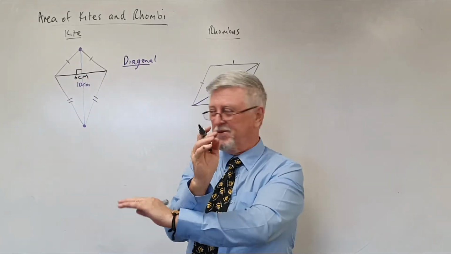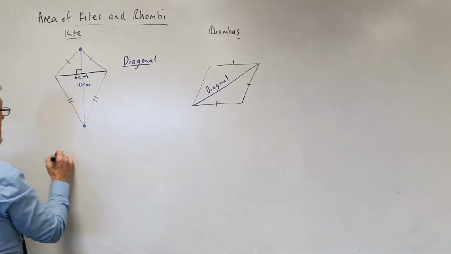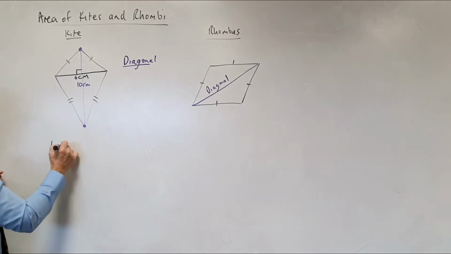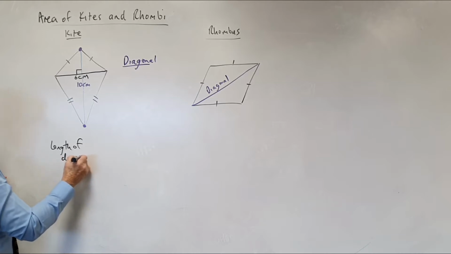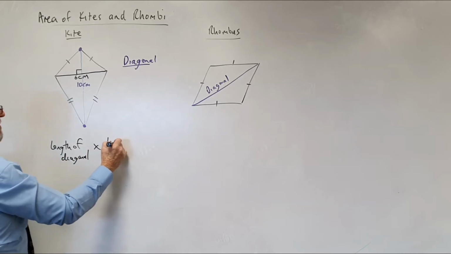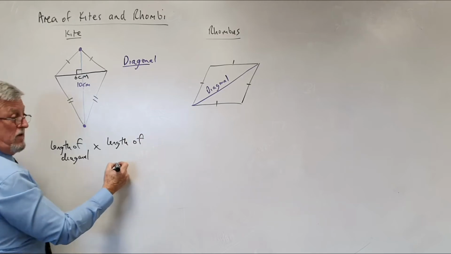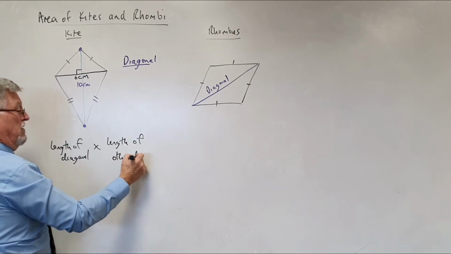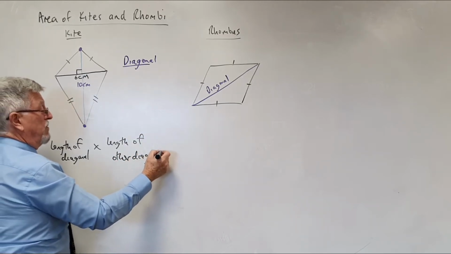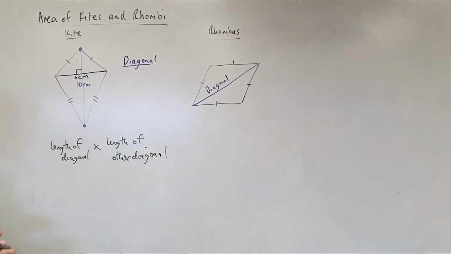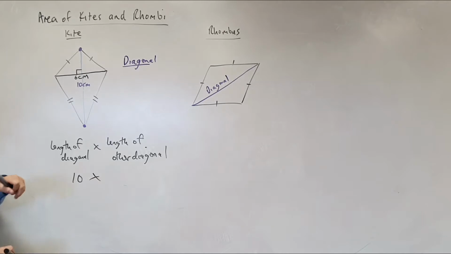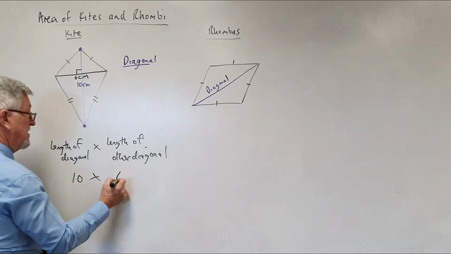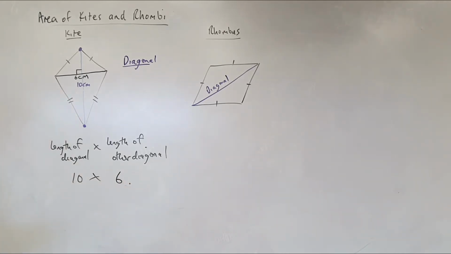What are we going to do? Same as always. I'm going to write it here. The length, I'm going to be a little bit fussy and write it long. Length of a diagonal times the length of the other diagonal. So, some of you are probably thinking you want the formula, but let's just go for this at the moment. The length of one diagonal, I'm going to say that's 10, multiplied by the length of the other diagonal, that's 6.